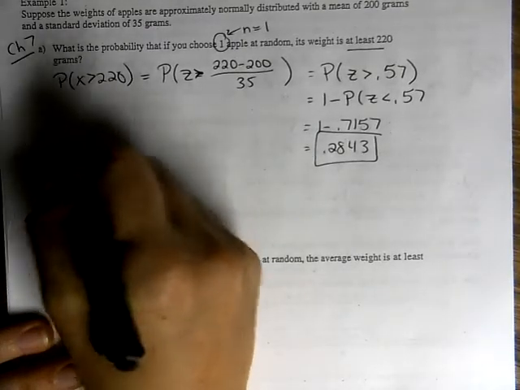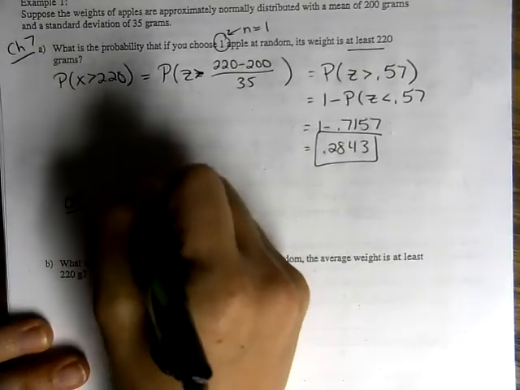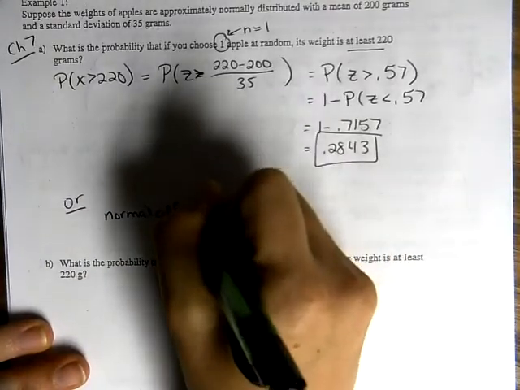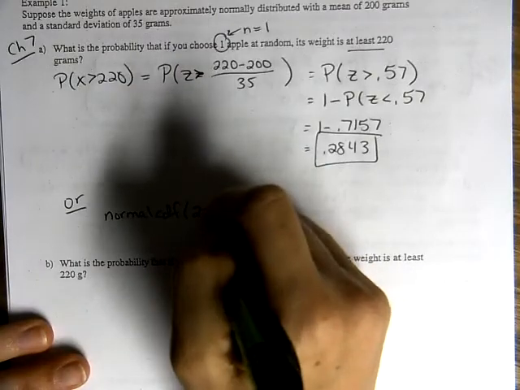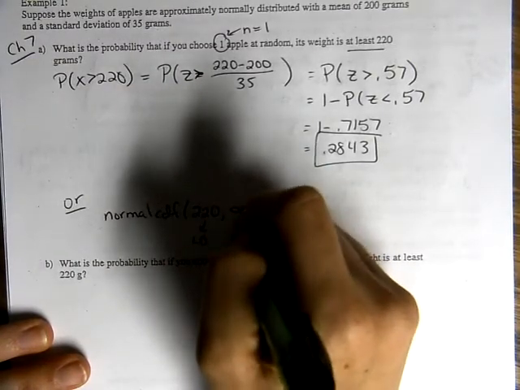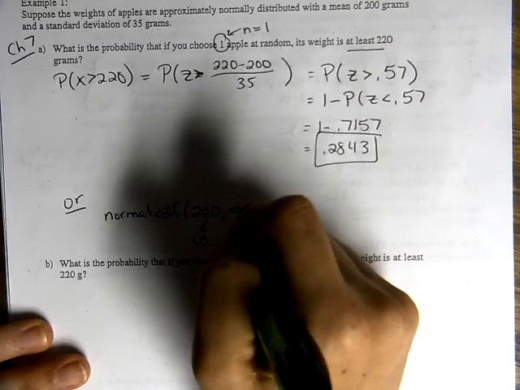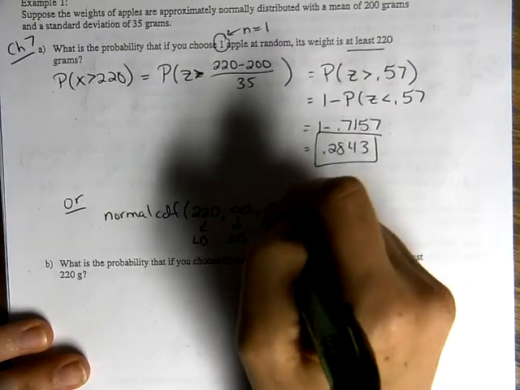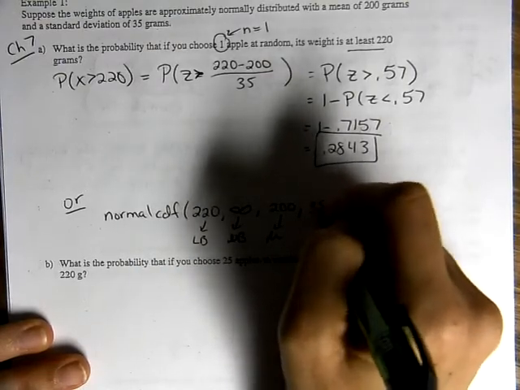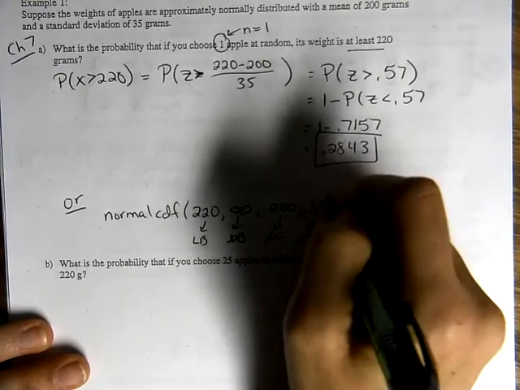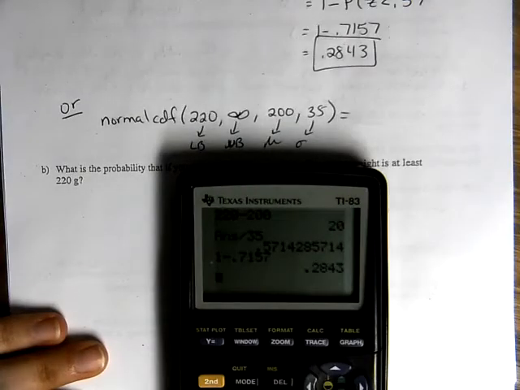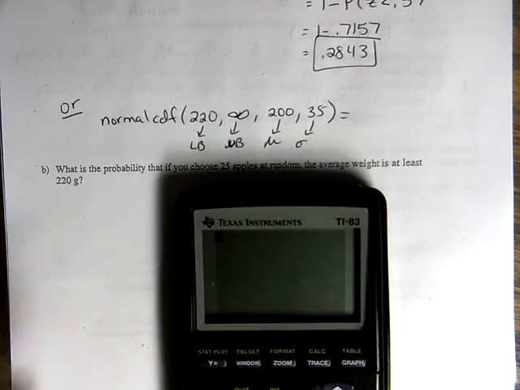So the other way to do this is we do normal CDF. We're doing greater than 220, so 220 is my lower bound. We'll do infinity for the upper bound. 200 is my mean, and 35 is my standard deviation. So remember, when you're doing this, I don't care if you do it, but you need to label.